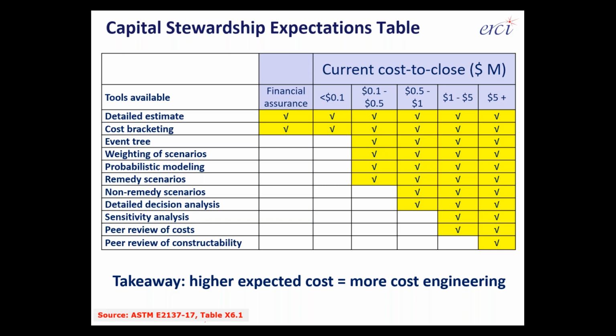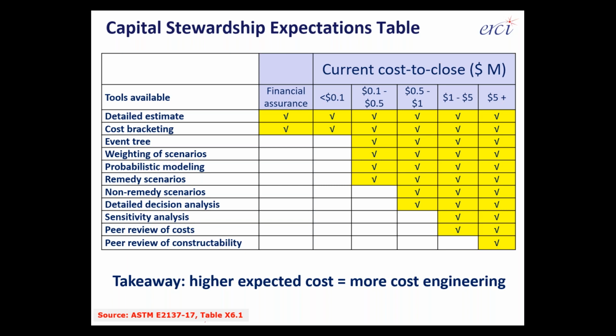If the current estimate of the cost to close is under $500,000, for example, you may only do half of the steps that are listed on this table. If you're looking at a $5 million plus cost to close, you'll probably be doing every one of these steps, and some of them you'll be keeping updated on an annual basis or close to it.